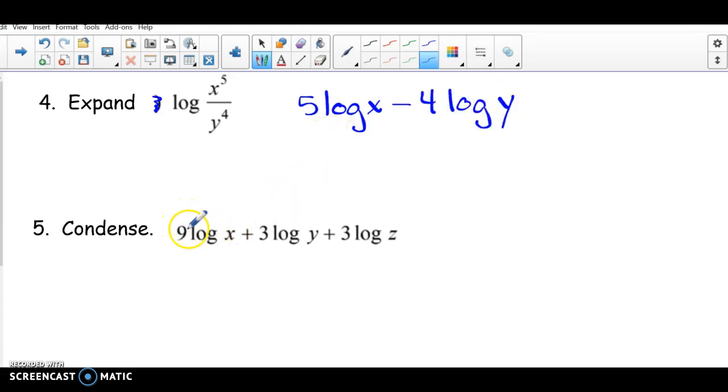To condense it, you're going in the opposite direction. So if you brought your exponent out in front, this means that that's going to be a power. So we're going to have log of x to the 9th. Plus means you multiply. That's going to become an exponent, so y cubed. And this also is going to be an exponent, so that's z cubed. So you condensed it to one logarithm.